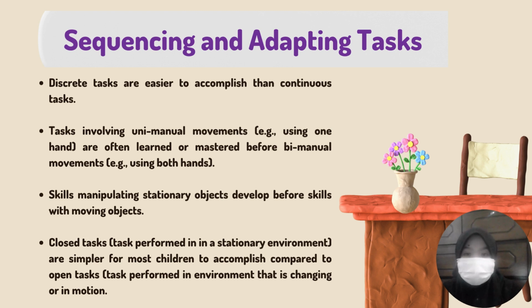The second one is that tasks involving unimanual movement, for example using one hand, are often learned or mastered before bimanual movement, or using both hands, also known as bilateral movement. So when teaching a new skill, a new movement, a new motor performance to a child, it's better for therapists and also for parents to teach gradually, starting from the easier part and then slowly increasing it into a harder part.